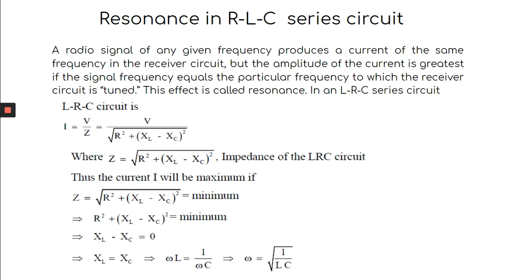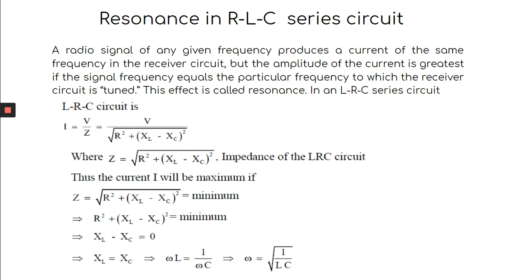So here, what do we mean by resonance in an RLC series circuit? You have heard this name. Let us consider a radio signal. The radio signal of a given frequency produces a current of the same frequency in the receiver circuit. But the amplitude of the current is greatest if the signal frequency equals the particular frequency to which the receiver circuit is tuned. You use this word many times.